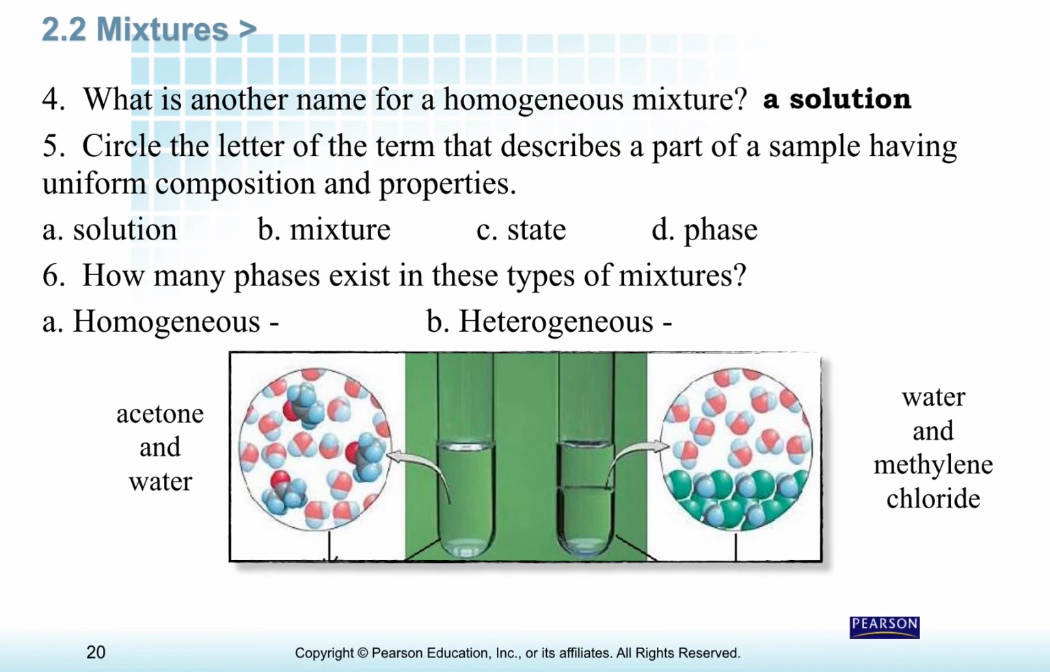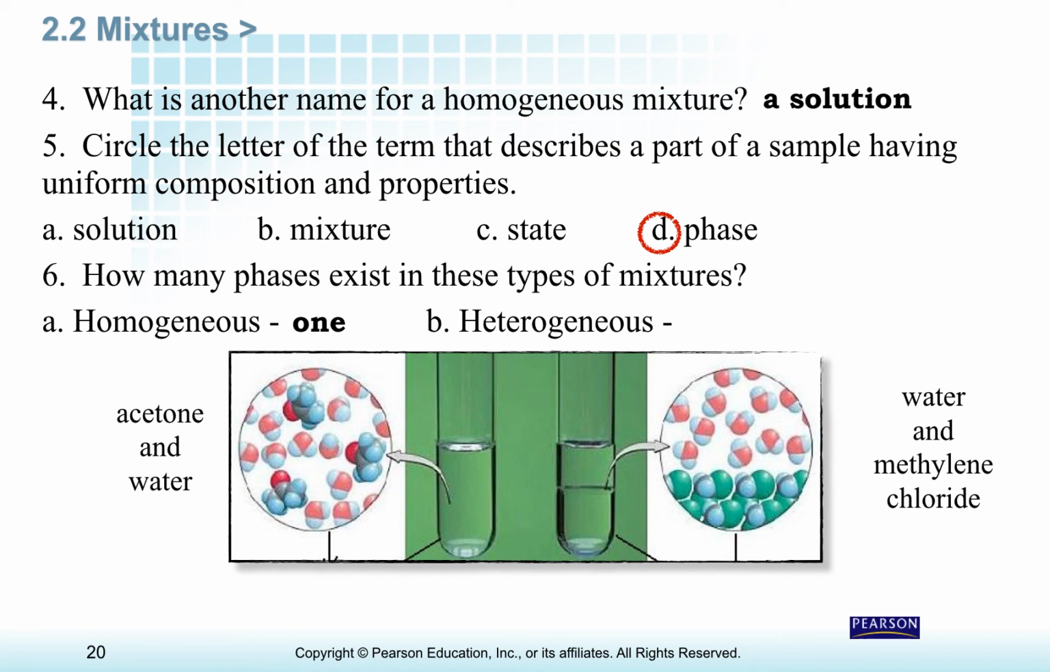Circle the letter of the term that describes a part that has uniform composition and uniform properties. Well, we call that a phase. So in a solution, you have one phase. In a heterogeneous mixture, you have two or more phases. So here we go. 6a, heterogeneous always have one phase.